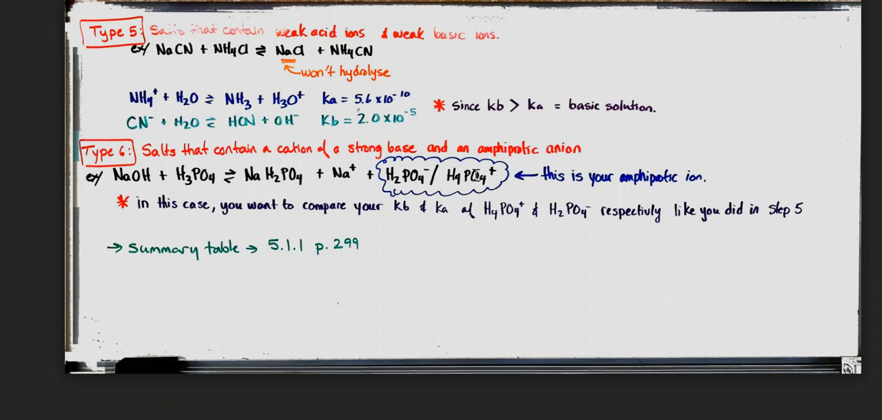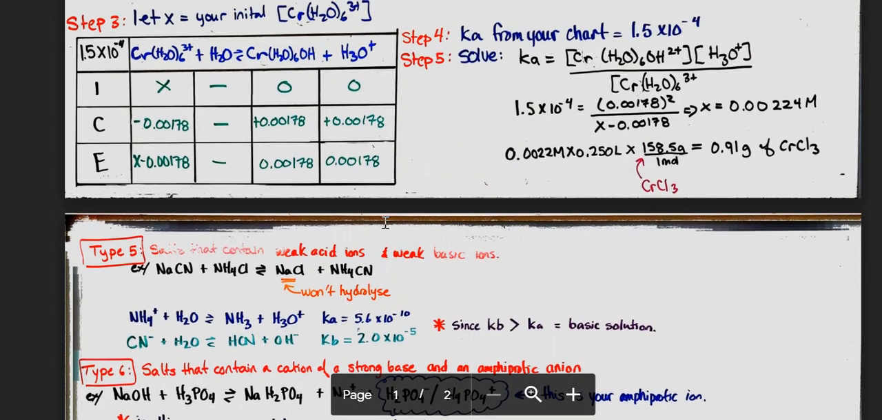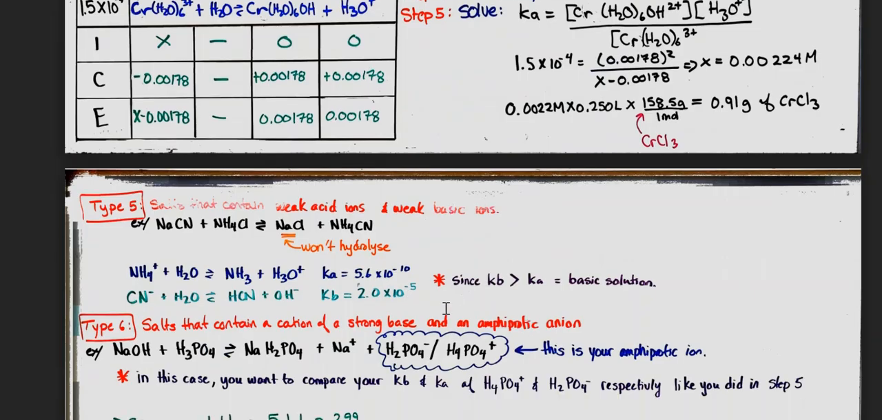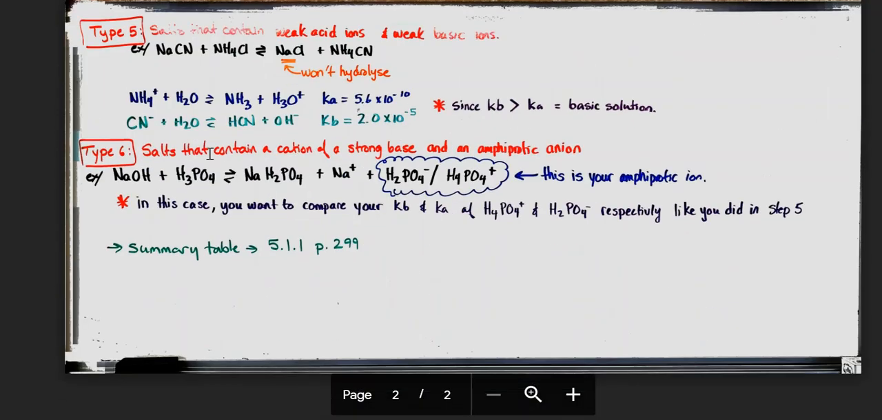There's a nice table on page 299 of 5.1.1 which will help you go through this. It's just working through these problems and going back to what we looked at in the last class, recognizing: does it hydrolyze or not? If it does, then you go into your ICE chart. If it doesn't, you just ignore it. So it looks way more complicated than it actually is. These guys here, you don't have to do calculations for. You will for this one, but not these, because you're just going to compare the Ka and Kb. You're not going to be doing ICE charts for this sort of stuff.